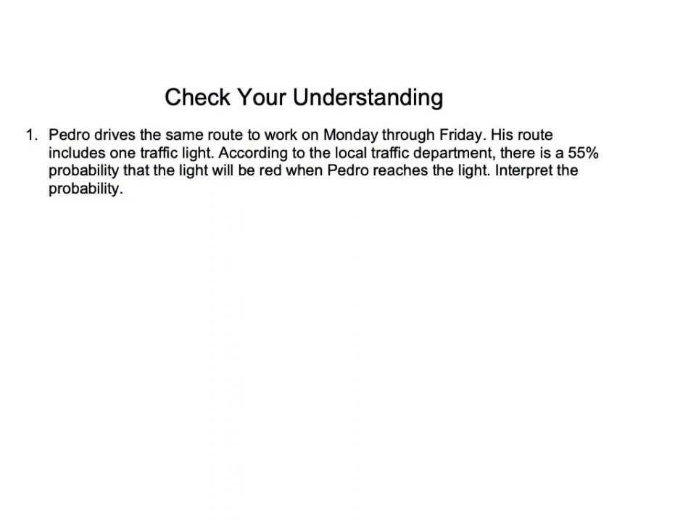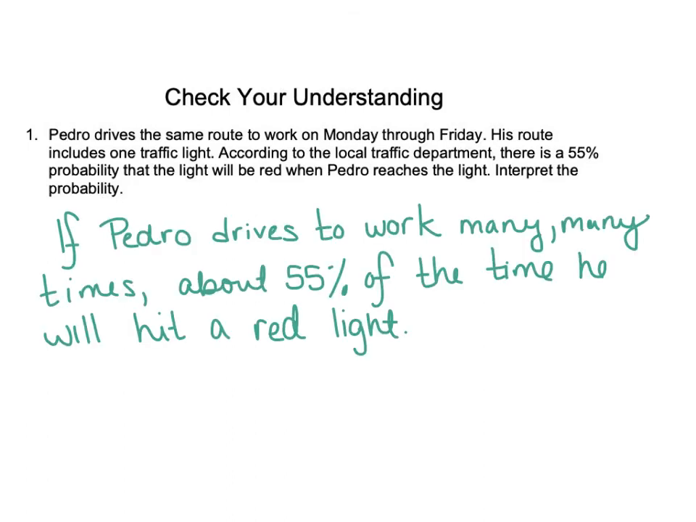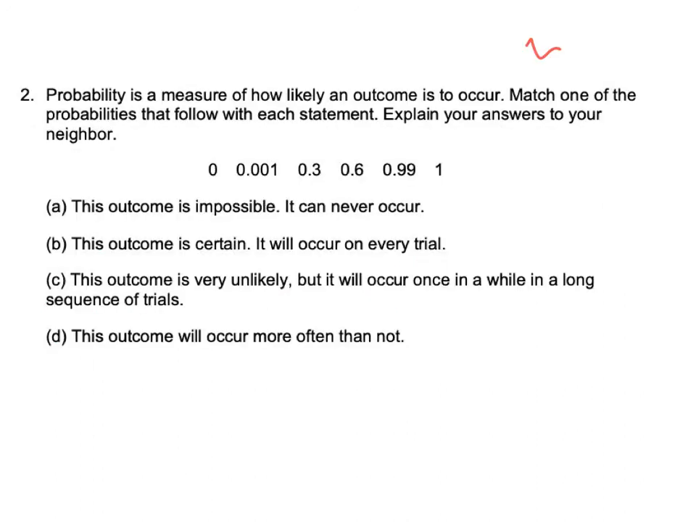It says Pedro drives the same route to work on Monday through Friday. His route includes one traffic light. According to the local traffic department, there is a 55% probability that the light will be red when Pedro reaches the light. Interpret the probability. Pause the video and try to give me an interpretation. So I would say if Pedro drives to work many, many times, okay, so this is long run, about 55% of the time he will hit a red light.